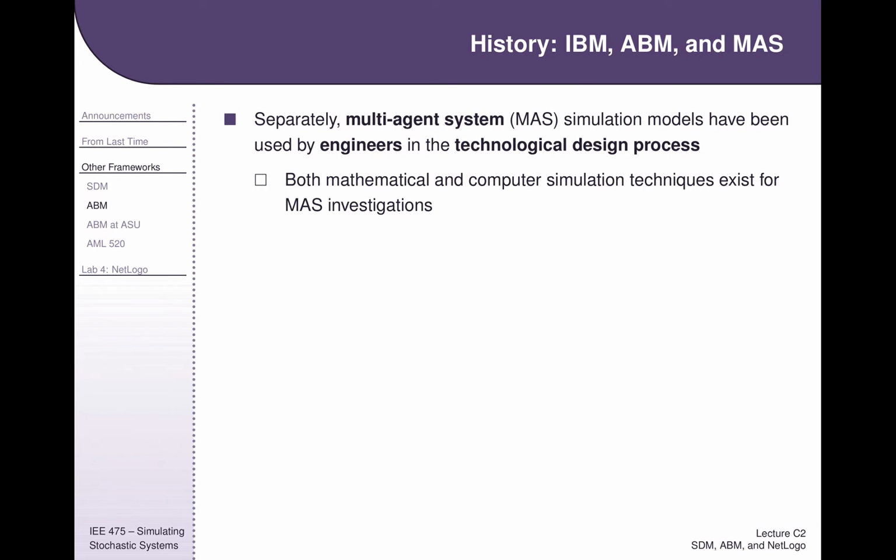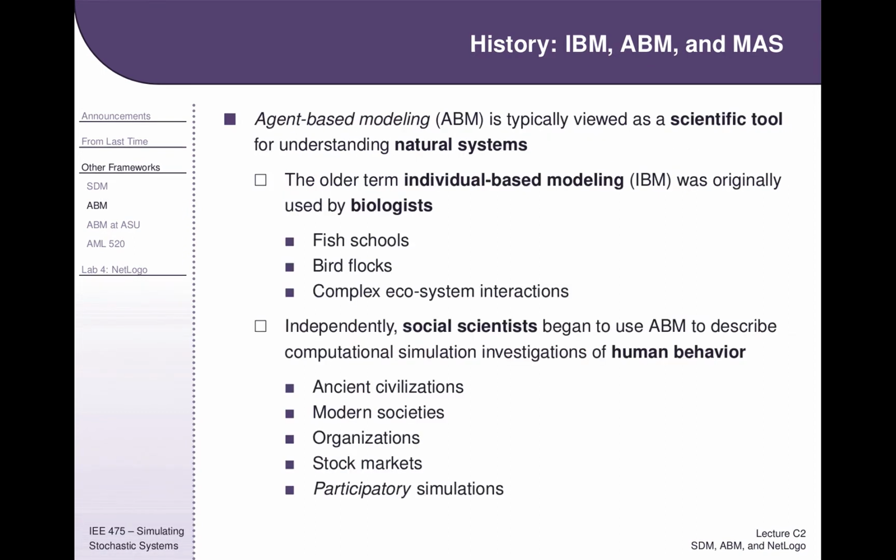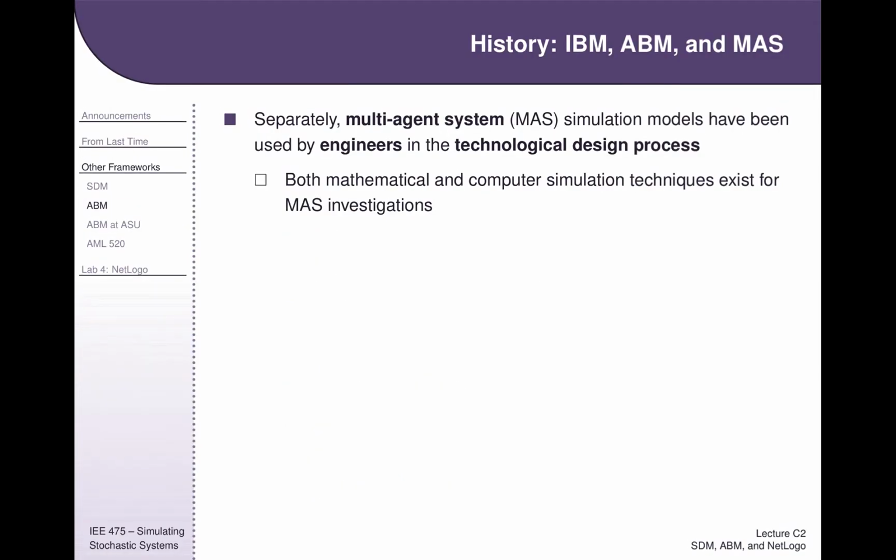Engineers typically do something very similar, but they very often refer to it as multi-agent systems. Whereas agent-based modeling and individual-based modeling is typically used for the analysis of natural systems, multi-agent systems is often thought about for technological design.